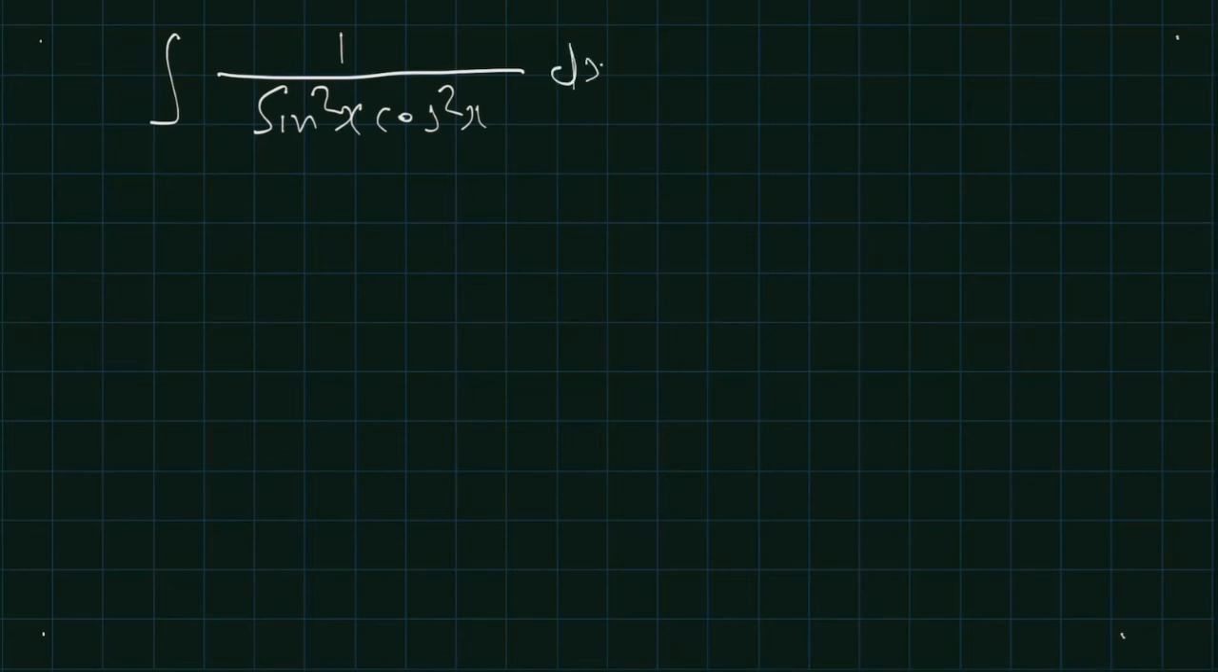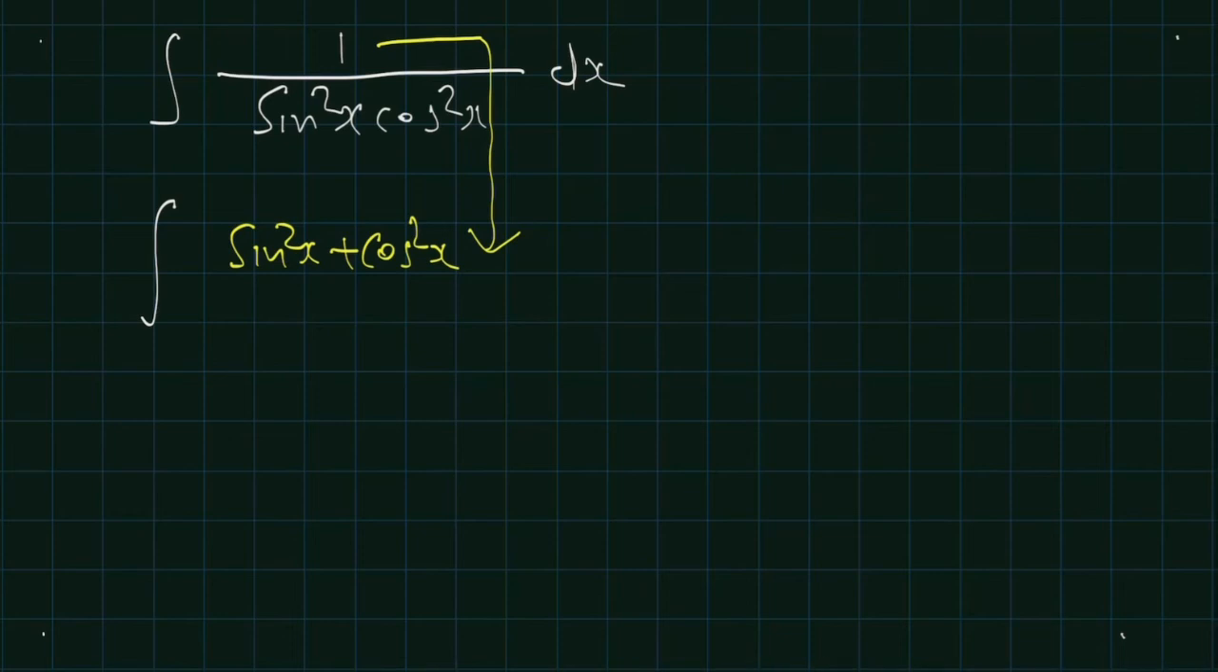Let's solve the next question. We have to integrate 1 by sine square x cos square x. Why this question is very interesting is because of its first step. What will the first step of this question be? It's very easy to write sine square x plus cos square x as 1, but to write 1 as sine square x plus cos square x is not easy to recall in the exam. That's why this question is very interesting.